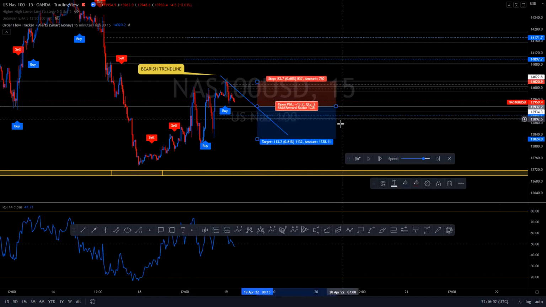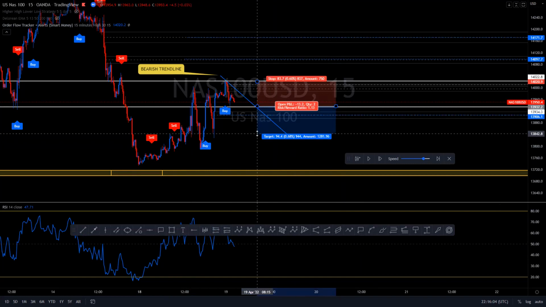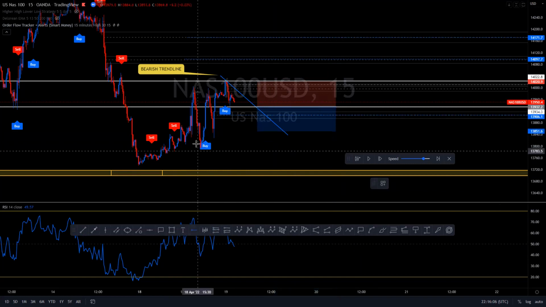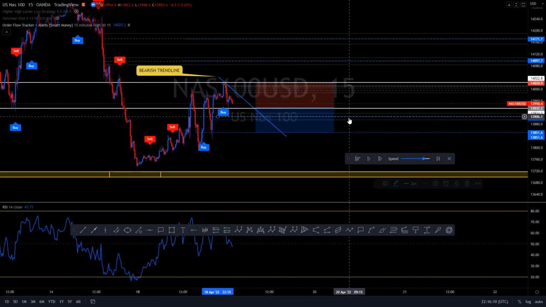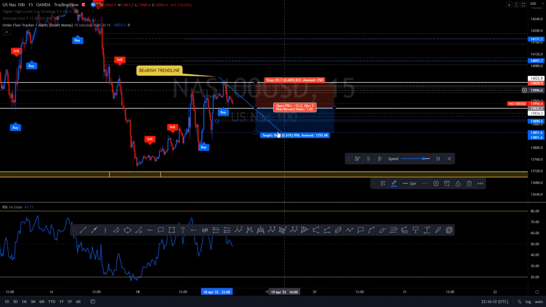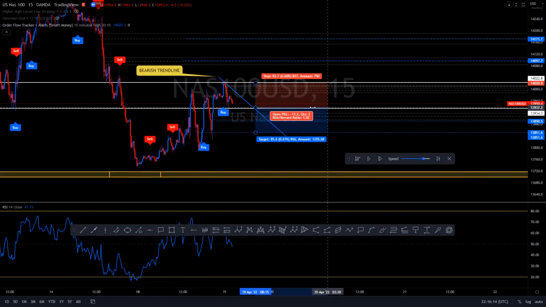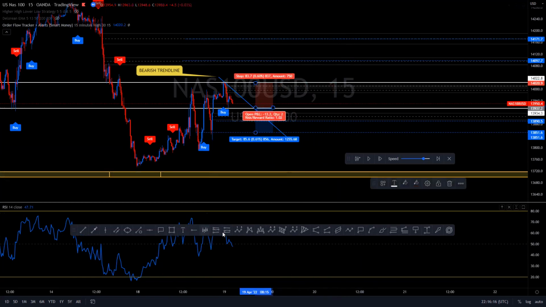And wait for that clean break and retest. This will probably be take profit 1, and bring take profit 2 right here. And then that's going to be the risk reward tool for the sell.